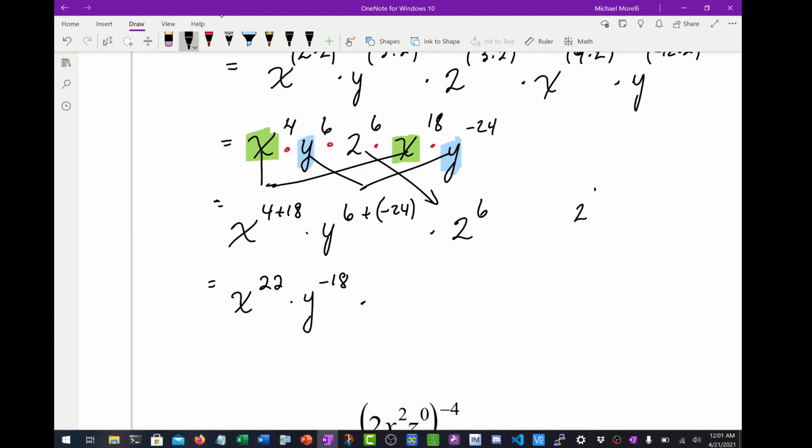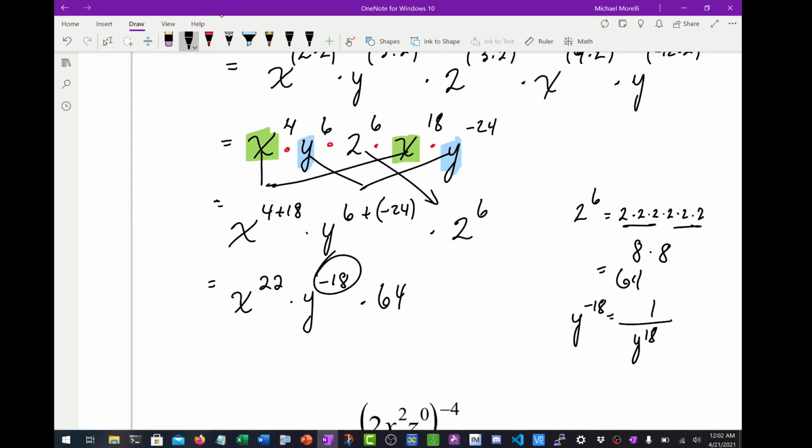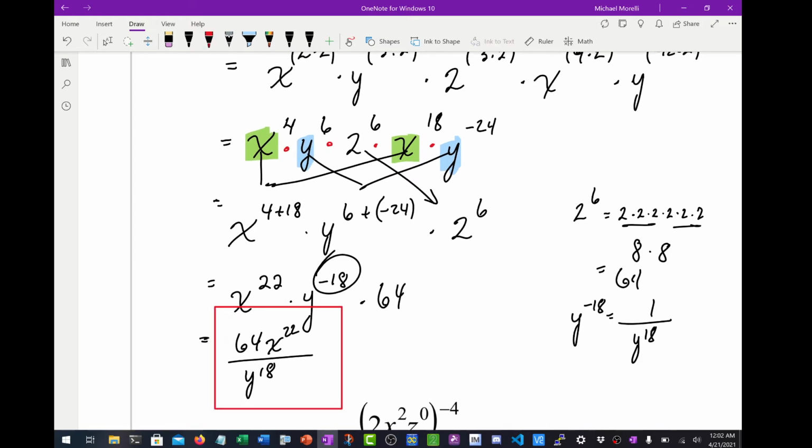Now, 2 to the 6th power is equal to 2 times 2 times 2 times 2 times 2 times 2. Okay, well, the thing is, 2 times 2 times 2 is 8. So I've got 8 times 8. So this must equal 64. All right, so this is 64 over here. Now remember, the negative exponent here means we're going to have to write y to the negative 18th as 1 over y to the 18th. And so my final answer will be 64 x to the 22nd power over y to the 18th power. And that'll finish that problem up right there. Nice and easy. It's a happy little problem right there.